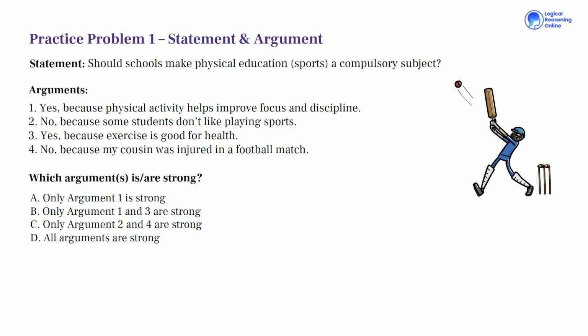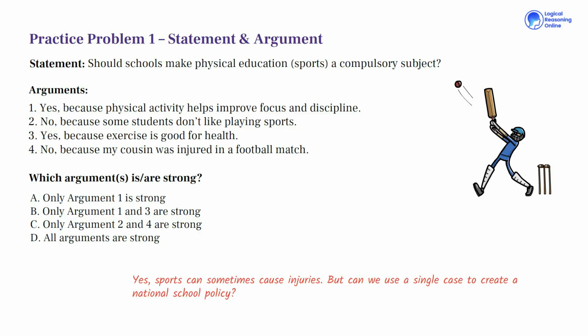Argument 4. No, because my cousin was injured in a football match. And now we have entered into emotional territory. This one talks about a specific personal incident. Someone's cousin got hurt in a football match. Let's look at it critically. Yes, sports can sometimes cause injuries, but can we use a single case to create a national school policy?